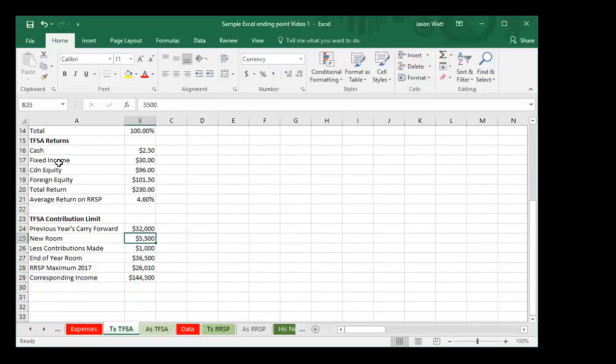It's not obvious necessarily, and it is going to take a little bit more work than we might like, but that's okay. We've got whatever contributions are being made, and that carried over properly. And then we'd see our end of year room. This is where we're really going to work with this figure, and we know it's $5,500 right now. Doesn't matter about the corresponding income. That's really irrelevant. I'm going to come back and adjust that in a moment.